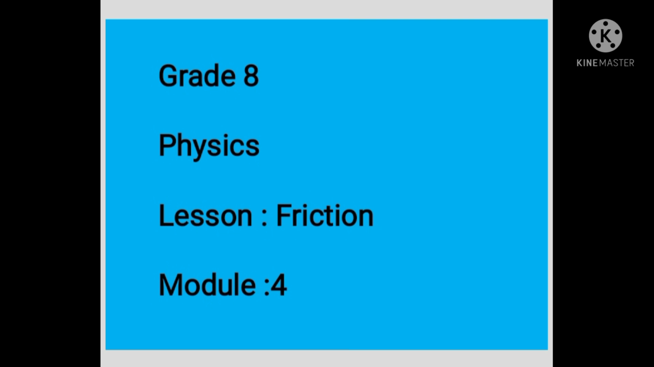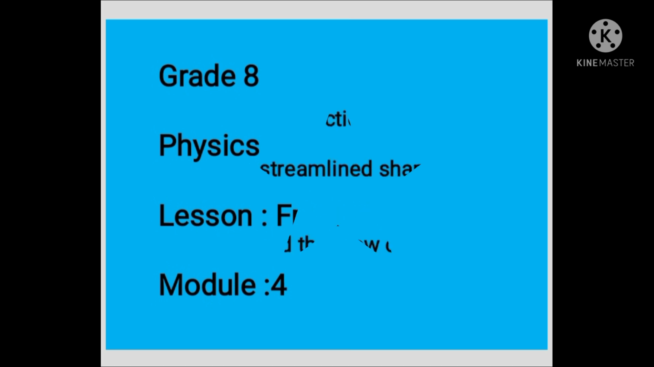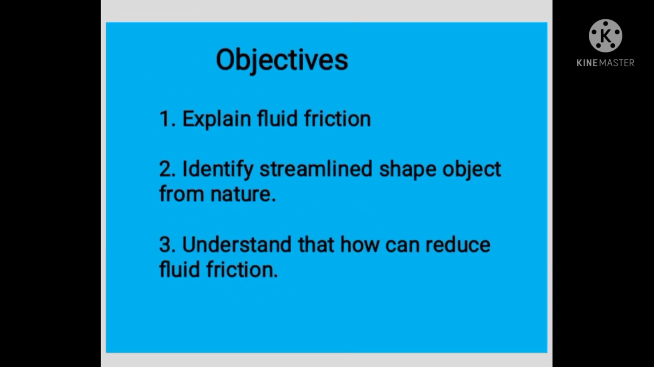This is the fourth module of the lesson Friction. Today we are going to study fluid friction. At the end of this module, you will be able to explain fluid friction, identify streamlined shaped objects from nature, and also understand how we can reduce fluid friction.